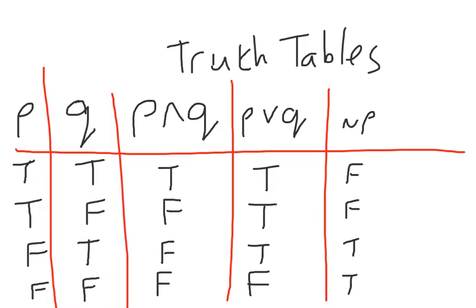Okay, next column, Q, not Q. First starts off with true. The not true is false. Then we have a false. Not false is true. Then we have a truth. Not true is false. The last one is false. Not false is true.